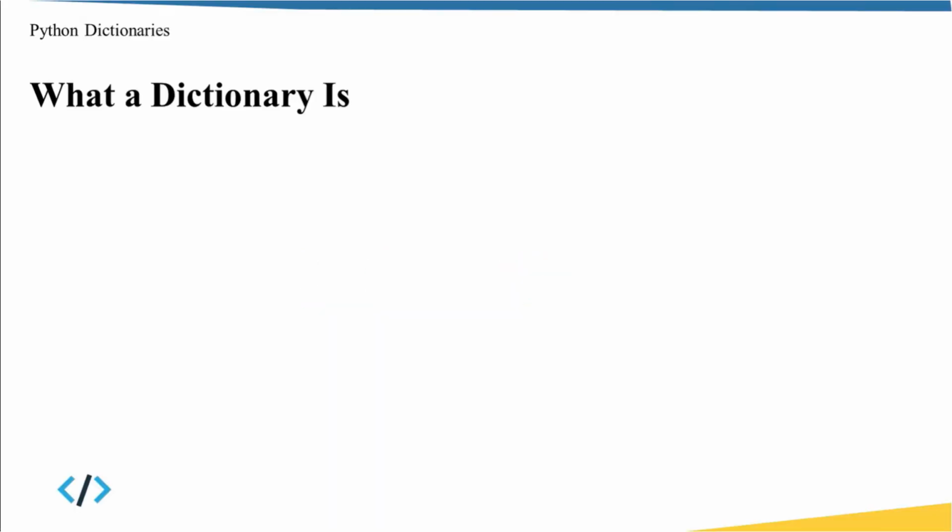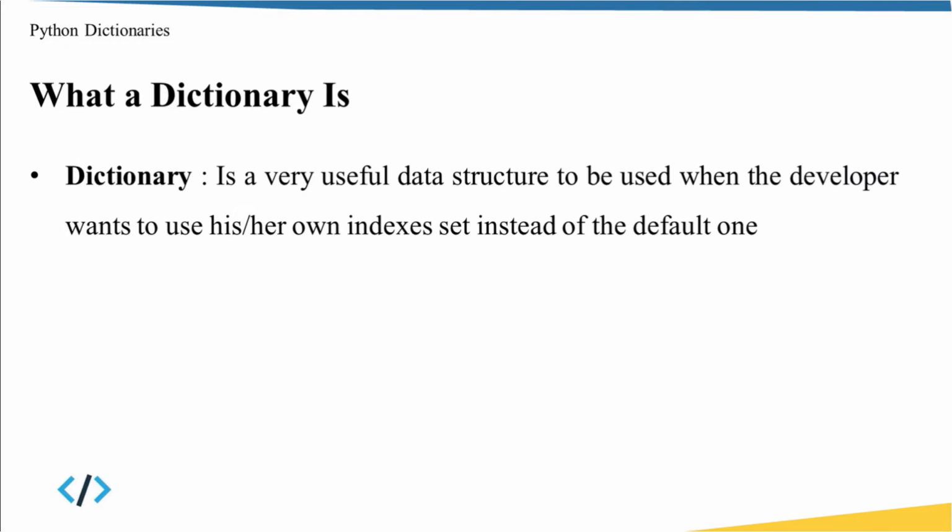First of all, let's start by defining what a dictionary is. Dictionary is a very useful data structure to be used when the developer wants to use his or her own index set instead of the default one. We saw from the previous lectures that by default, list and tuple support positive and negative indexes, and these indexes are available by default in the Python programming language. But sometimes, in some contexts, you want to use your own index set, and in order to do that, you have to use a dictionary.